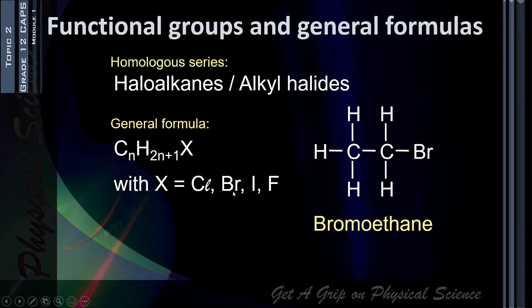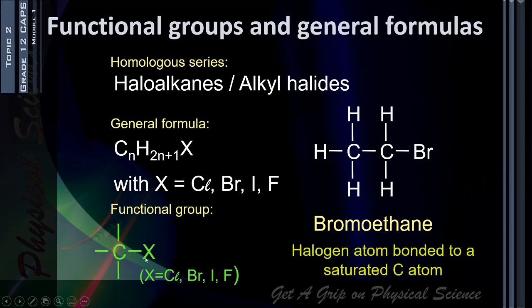If they ask you to draw a structural formula of the functional group of the haloalkanes, then you will draw a carbon that is attached to any halogen. So we again use an X to show that that X can be any one of the halogens. And if they ask you to describe the functional group of a haloalkane, you will say that there's a halogen atom bonded to a saturated carbon atom.